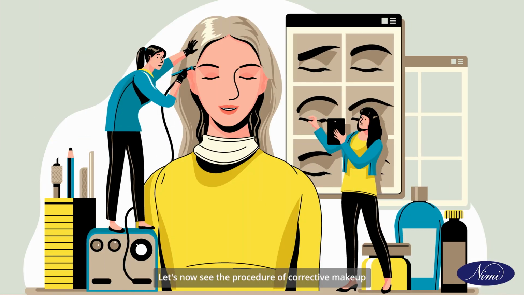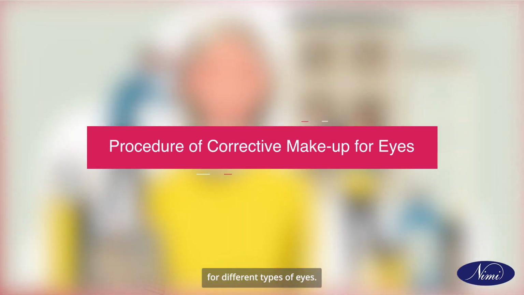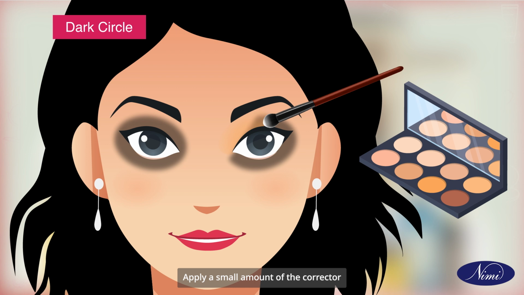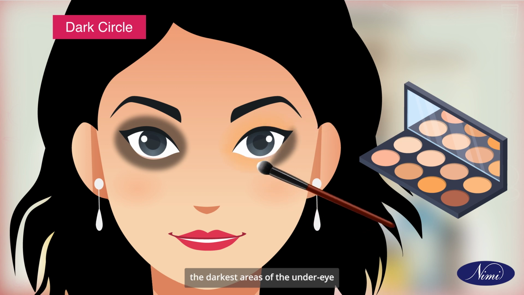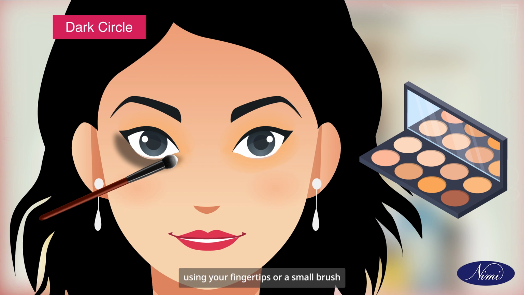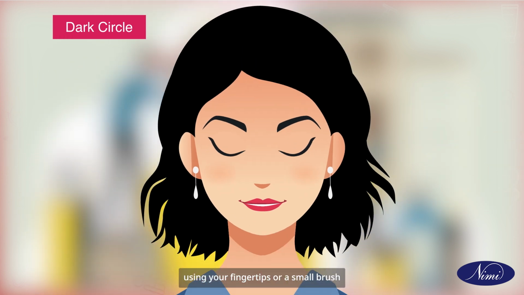Let's now see the procedure of corrective makeup for different types of eyes. Dark circle. Use color correctors, peach or orange. Apply a small amount of the corrector to the darkest areas of the under eye circles and gently blend it out using your fingertips or a small brush.